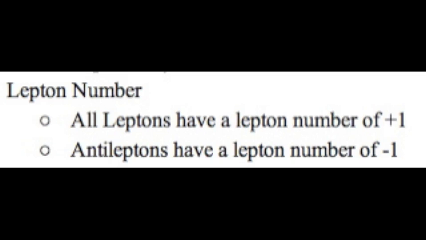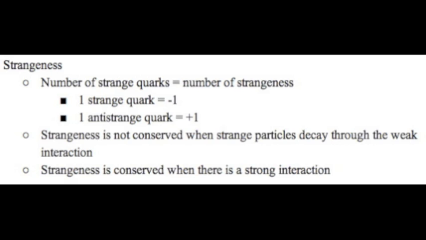For lepton number, all leptons have a lepton number of +1, and antileptons have a lepton number of -1, and then everything that's not a lepton has a lepton number of 0. For strangeness, it's dependent on the number of strange quarks. And so if there's one strange quark, it's -1. If there's one anti-strange quark, it's +1. And then if there were 2, it would be -2 or +2. If there were 3, and so on.